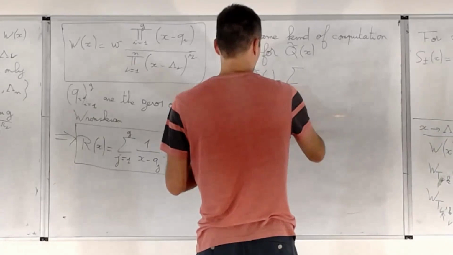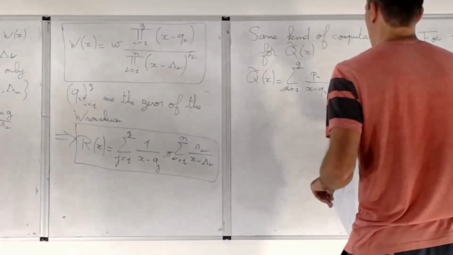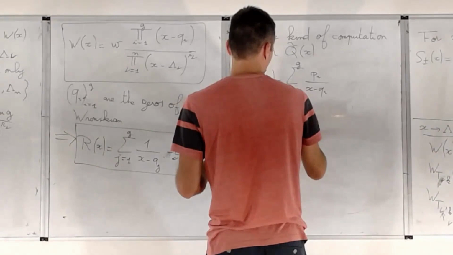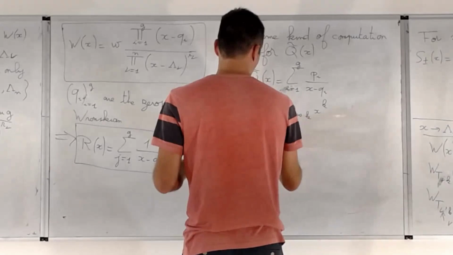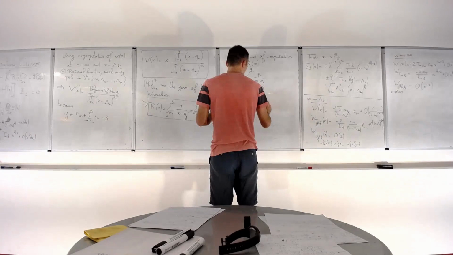So you also have simple poles at the q_i's, and then you have a pole at infinity of a certain degree, and you also have poles at the lambda_nu's with some coefficient here. So this you can control.